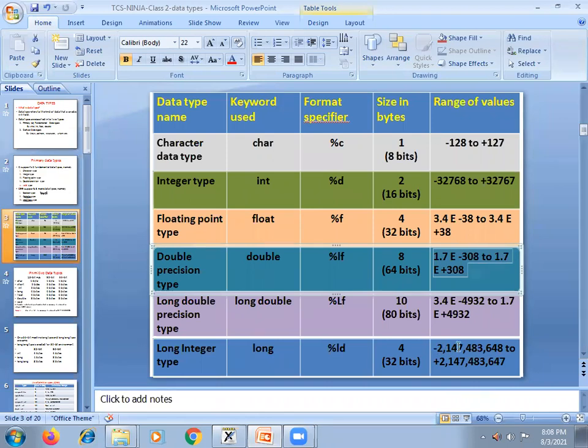Okay, 2147483648, that is how you remember it: 21, 47, 48, then 36, 48. In between, 48 comes. Okay, so this is how you can remember: 21, 47, 48, then 36, 47.